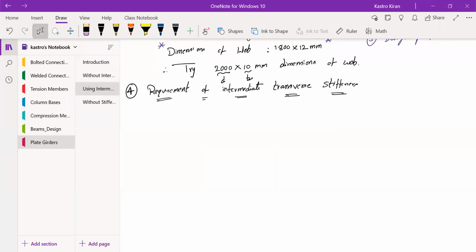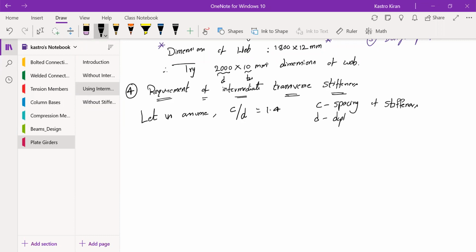In order to solve the requirement of the intermediate transverse stiffeners, initially you have to assume one thing. Let us assume the ratio of spacing of the stiffeners, that is C, to depth of web, that is D, equals 1.4. Remember this. So let us assume the ratio C by D equals 1.4, where C is the spacing of stiffeners. This is a fixed value. We are just assuming this. And D is the depth of web, or economical depth, anything is same.